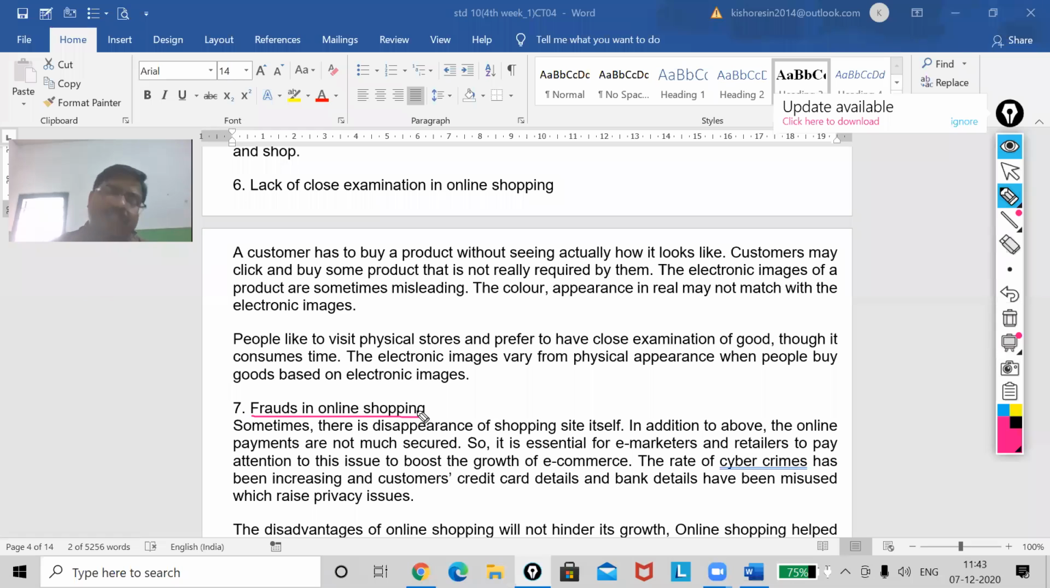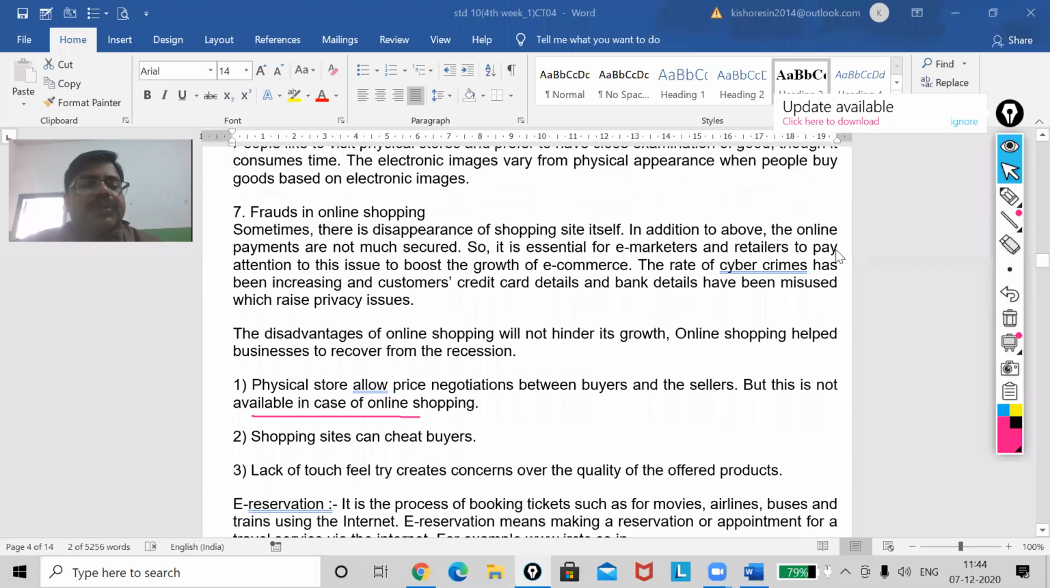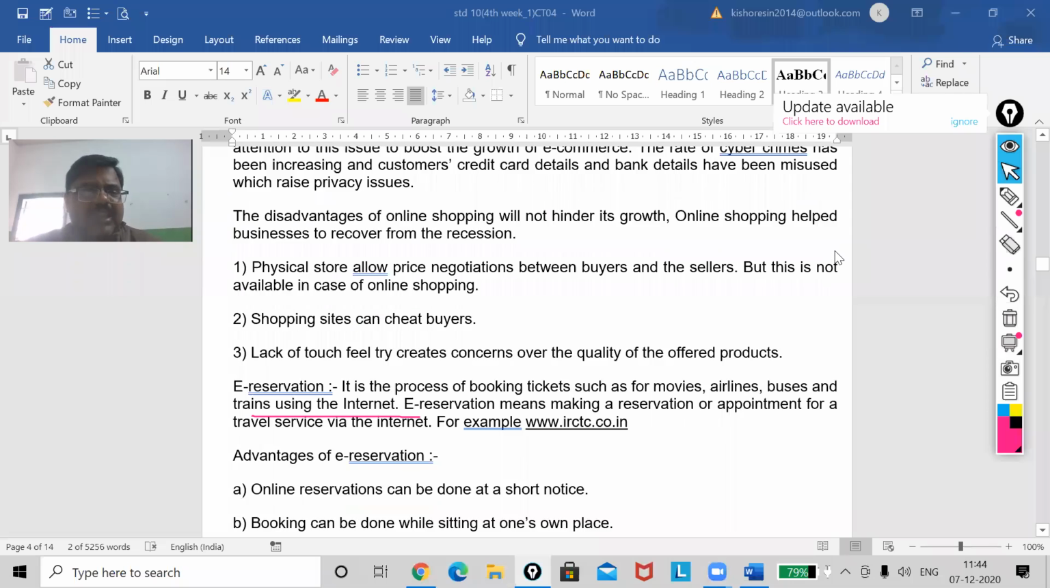Many websites are doing this type of work. They show you a new product, but instead they give you an old product. They even give you cheap items. So this type of problem you can face in online shopping, my dear. So these are the disadvantages.